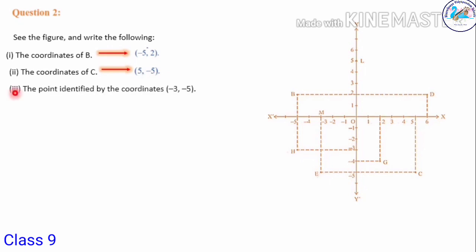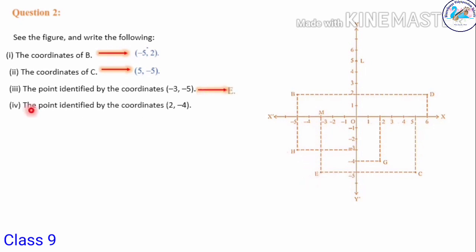Next question, the point identified by the coordinates -3, -5. X value -3, y value -5. X value -3 is here, and we have to come down to -5. Coming down to -5 means this one. So we are reaching the point E. So the point is here, E.